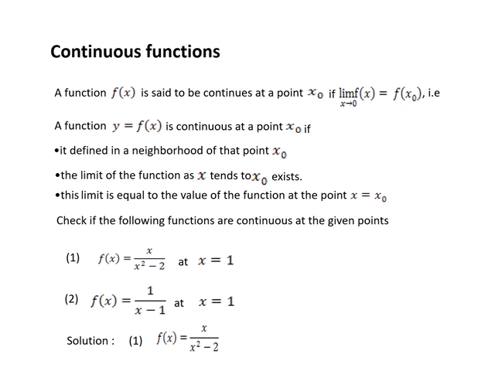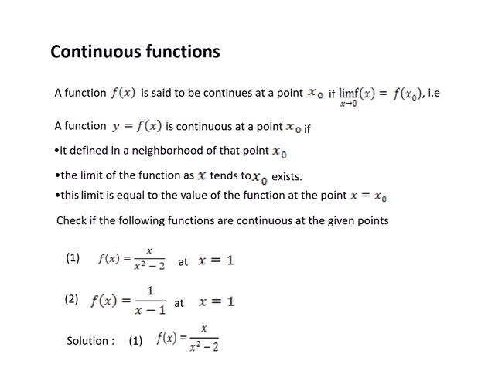The next one, the limit of the function as x tends to x naught exists. If that limit exists, then we say it is a continuous function. And also, this limit is equal to the value of the function at the point x equal to x naught. So if we check all these 3 points and you see that the function is continuous at that given point, we say that the function exists and it is continuous. So let's check this example now, just to establish the fact we have been talking about.